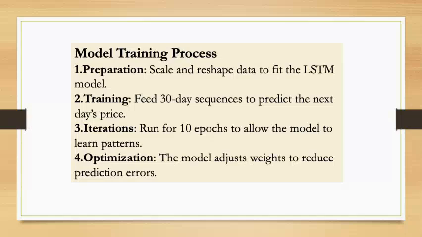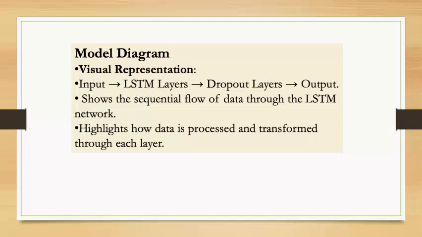Coming to the model diagram, the visual representation is: first we give the input, then we have the LSTM layers, then we have the dropout layers, and lastly we get the output. It shows the sequential flow of data through the LSTM network. It highlights how the data is processed and transformed through each layer.